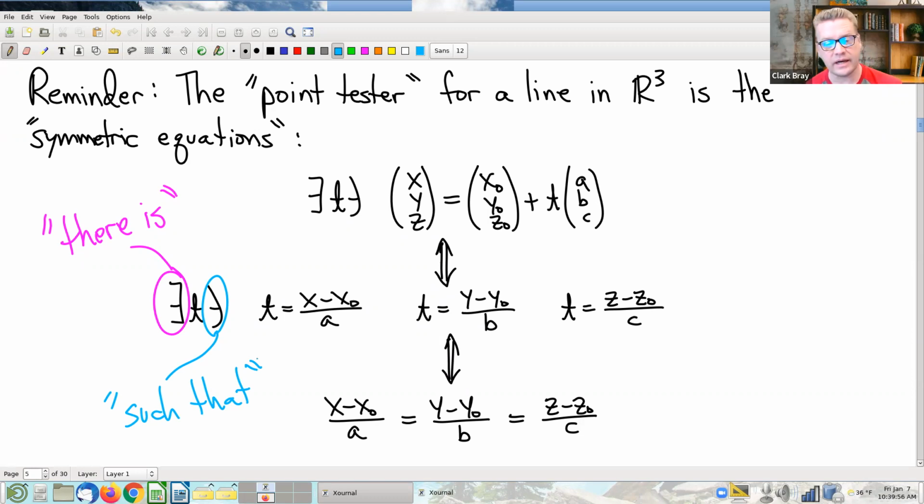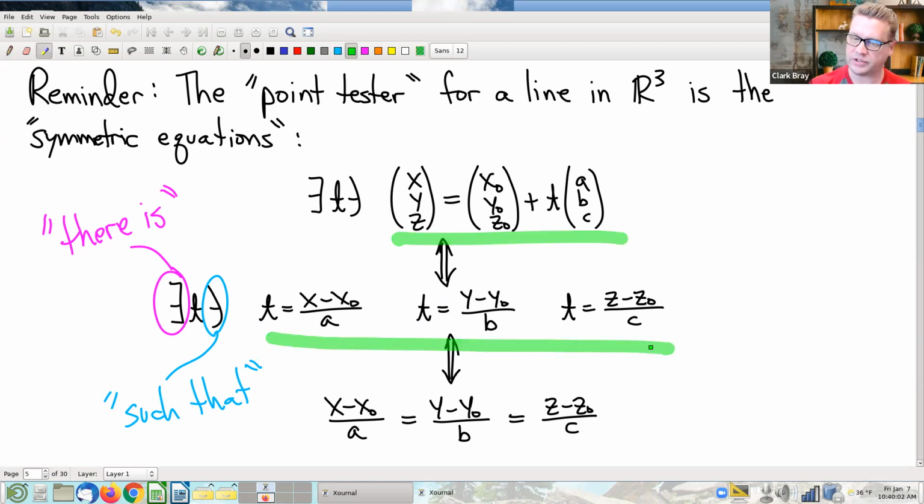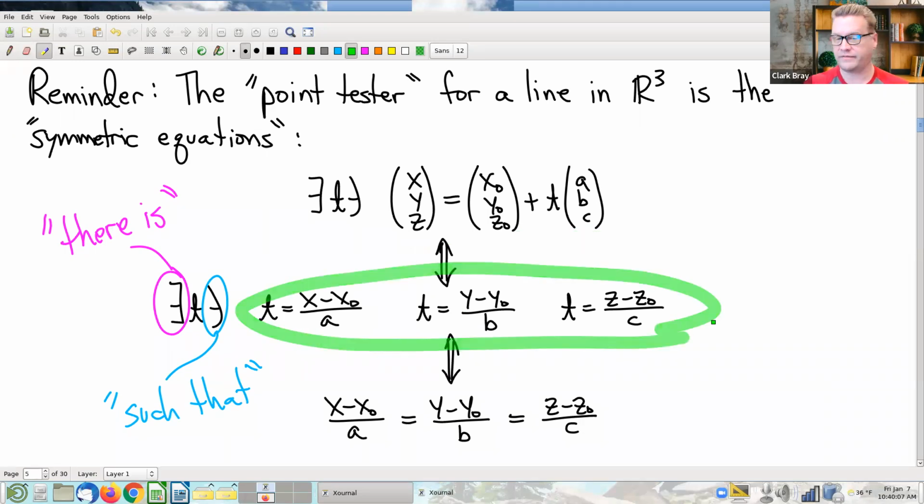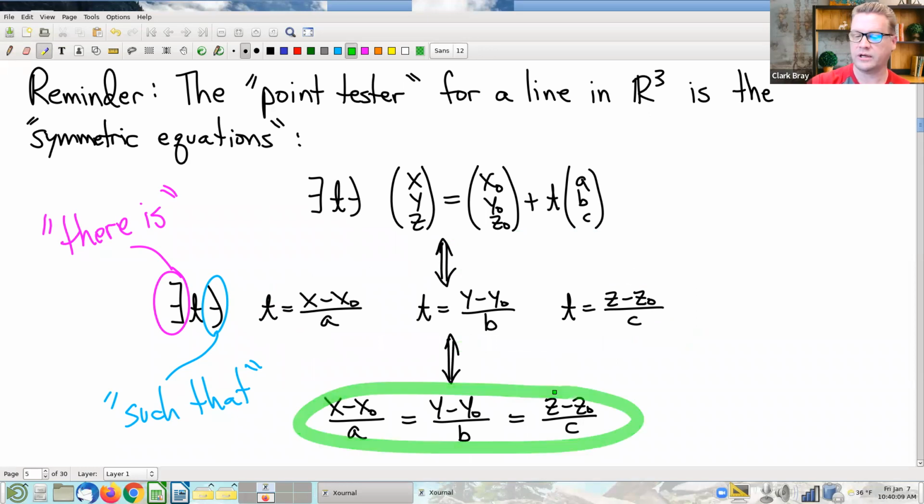Okay, so I think this is a nice little argument that these equations are equivalent to this trio of equations. And this trio of equations says that all 3 of these expressions here have to be equal. And so there you go. This is your point tester. If you want to know if your point XYZ is on your given line, well, you need for both of these equations to be true. If they are both true, you got yourself a point on the line.